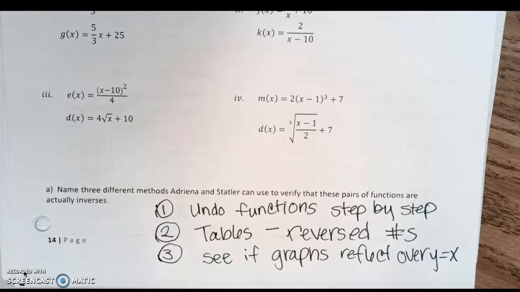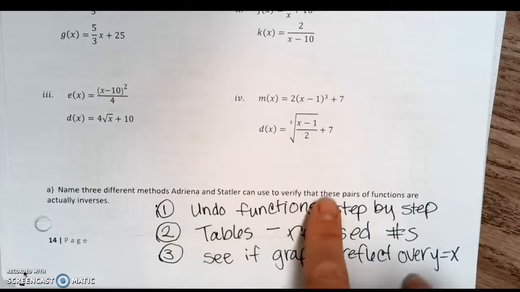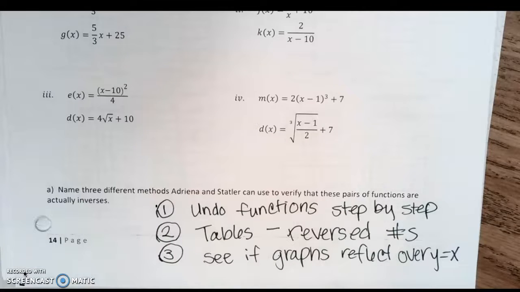So we've learned 3 methods so far. The first method is to undo the functions step by step and go in reverse order. A second method is to create a table for the function, and then for the inverse function, just swap those numbers. And then on Friday, you should have seen where the graphs will reflect over a line, that crooked line, y equals x. Those are the 3 ways we've learned so far.